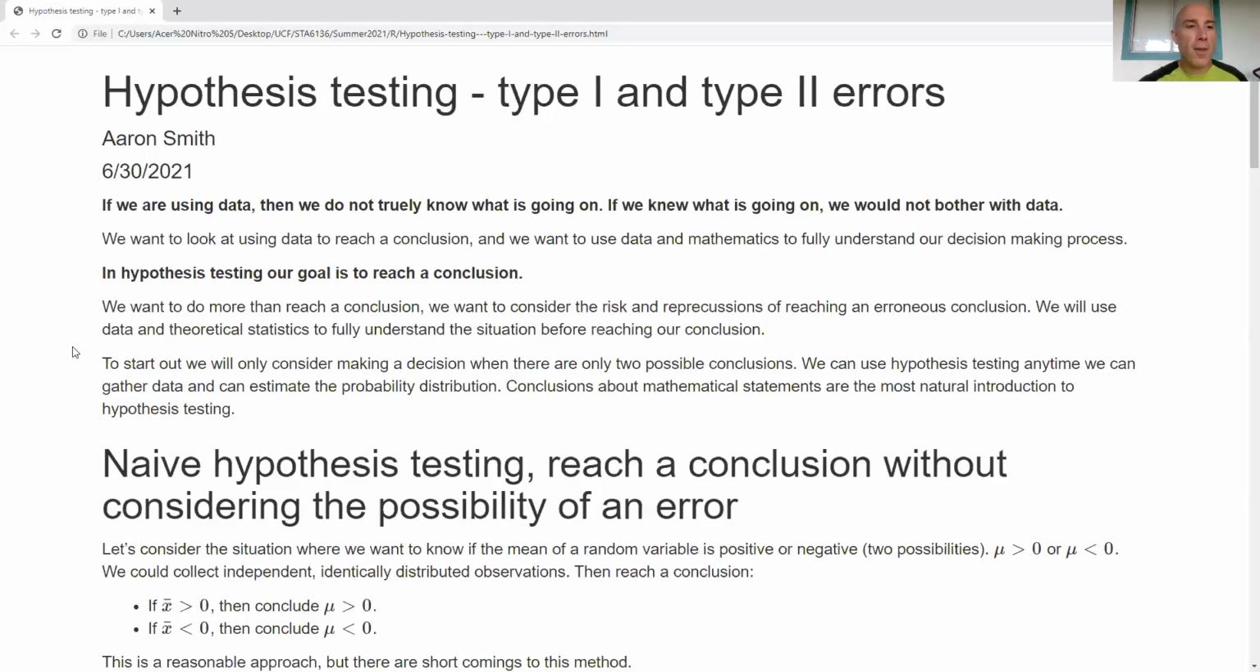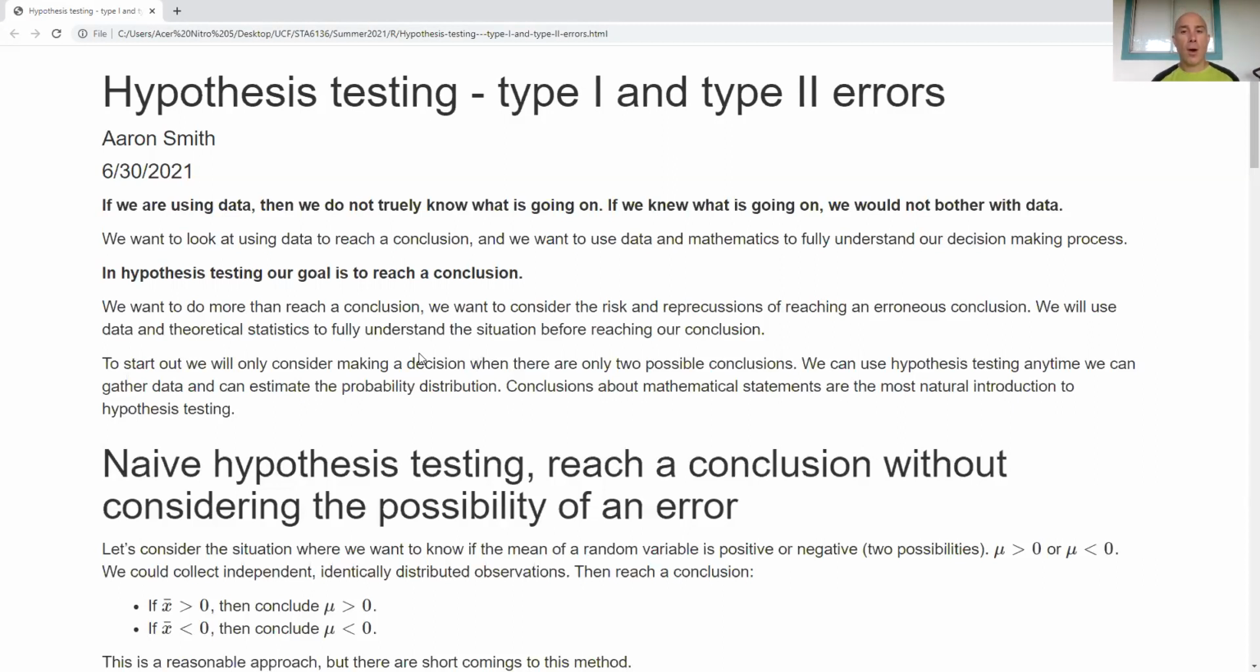The next thing I want you to keep in your mind as we work through this is that with hypothesis testing, our goal is to reach a conclusion. Well, we want to do more than just reach a conclusion. We want to consider the risk in terms of the probability of a mistake, the likelihood of screwing up, and we want to consider the risk of a mistake in terms of the repercussions of making a mistake. We're going to use data and theoretical statistics to fully understand the situation that we are wading into.